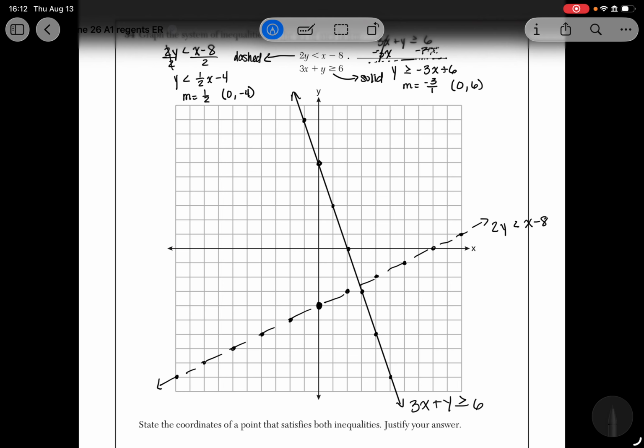It's usually the part where we have to shade that gets a lot of students confused. And I personally find the easiest way to shade is to use our origin. So we're going to use 0, 0, and we're going to plug it into both inequalities. If it is true, where something like -3 is greater than 0, we're going to shade in the side of that line that has 0, 0 included. If it's false, we're going to shade the side that does not have 0, 0 included.